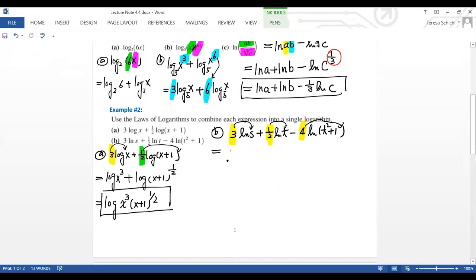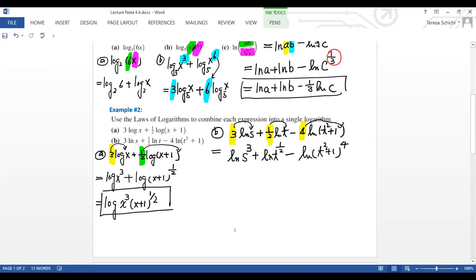Now this one is a natural log. So for S you bring back the 3. And for T you bring back the 1/2, you put it in the exponent. Let's use log rule number 3, right? Then minus the natural log of T squared plus 1, where you bring the 4 back.